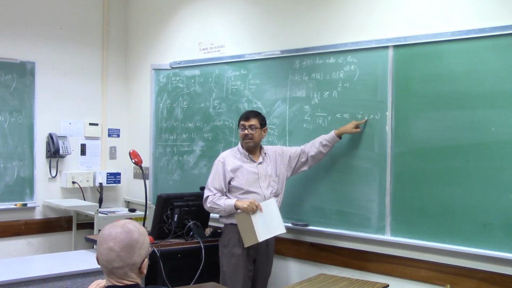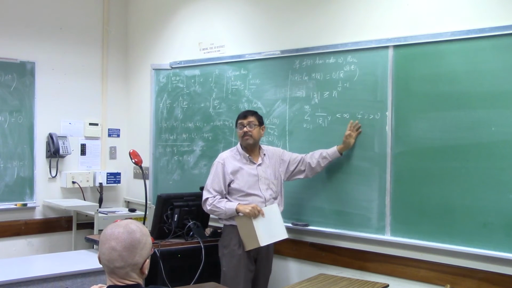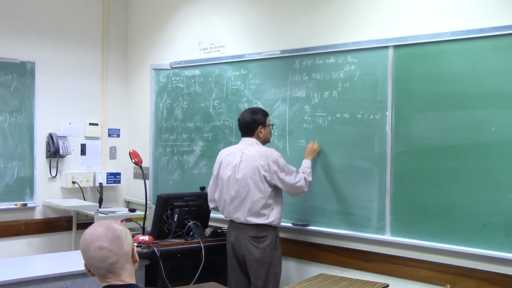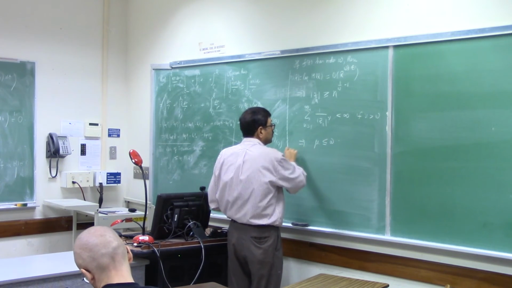And therefore, if I take the nth, I'll get something less than or equal. It may be even true less, but definitely this is the case. So that implies that mu is less than or equal to omega.